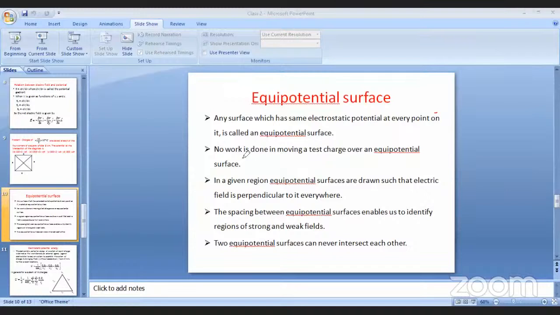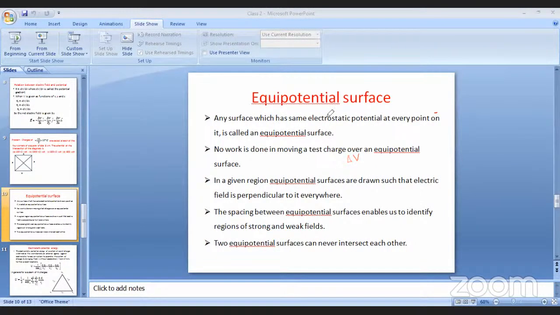Now, whenever you have an equipotential surface, then no work is needed to move a test charge over an equipotential surface. Okay, no work is needed to move a test charge over an equipotential surface. How did we arrive at this result? Because W equal to Q into delta V.